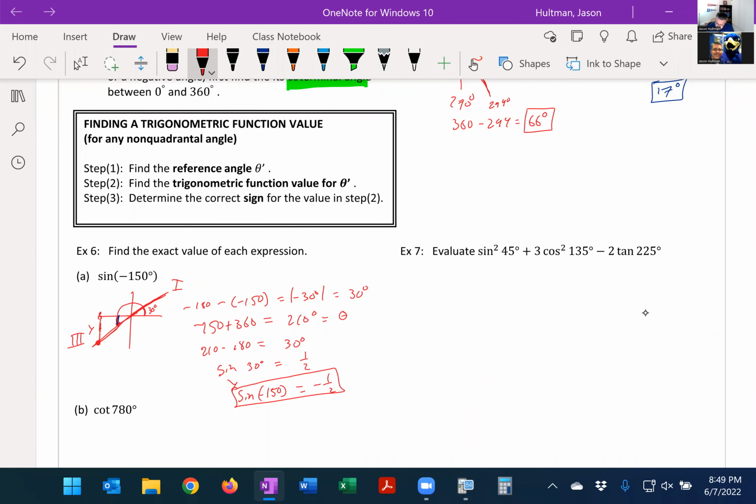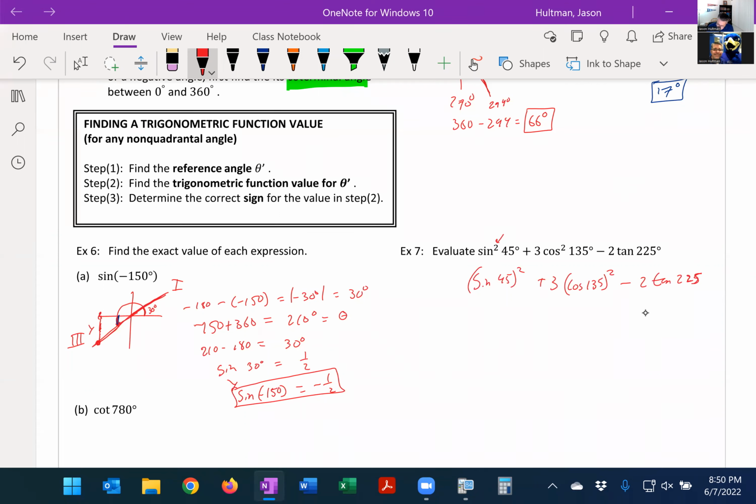Okay, number 7, evaluate the sine squared of 45 degrees minus 3 cosine of 135 minus 2 tangent of 225. So I really want to know, the sine squared. This little 2 here means take the whole sine of 45 and then square it. It's a little counterintuitive, but this means sine of 45 squared. This is 3 times the cosine of 135 squared. We don't square the 3, just the cosine. Minus 2 times the tangent of 225.